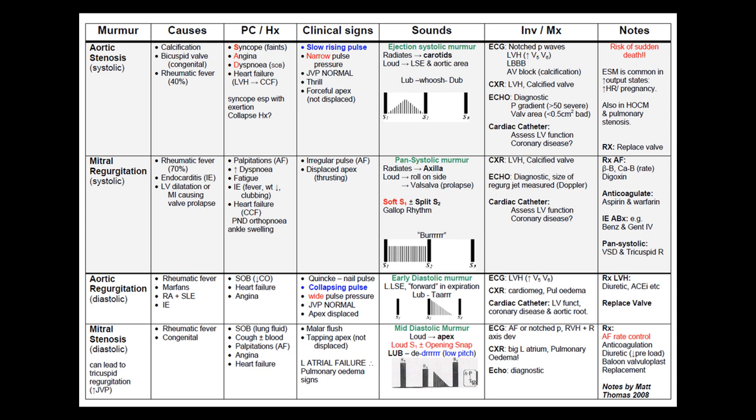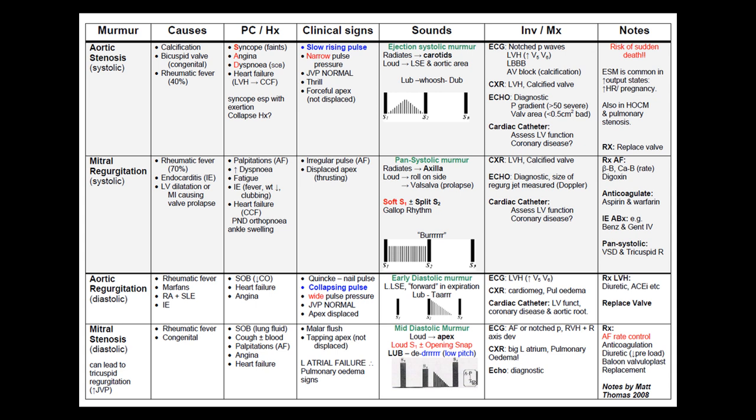And you will see on an ECG, you will see AF, a notched P wave, right ventricular hypertrophy or strain, or a right axis deviation. On a chest X-ray, you'll see a big left atrium and pulmonary edema. You would echo these people because it's diagnostic to see the valve gradients.